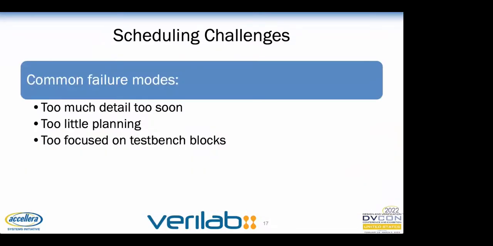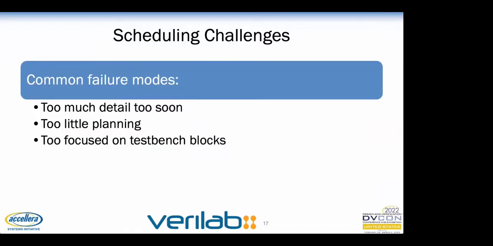Most verification teams and many design teams seem to do a terrible job of scheduling the verification effort. This often leads to confusion on the larger team about the state of the verification work and an inability of the project to predict how much longer the verification effort is going to take. In my experience, these problems stem from a few planning failure modes.